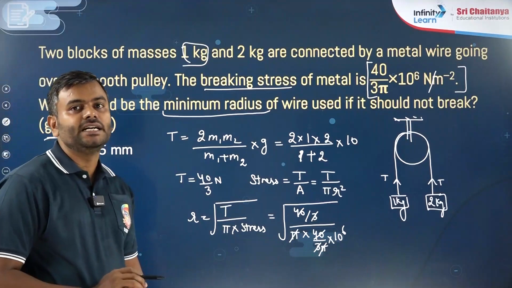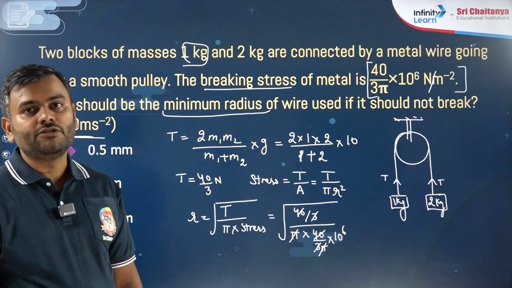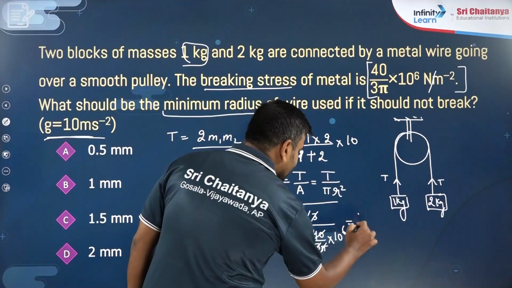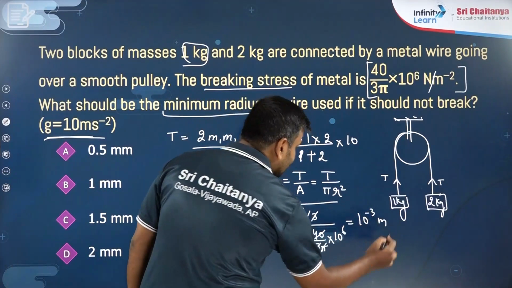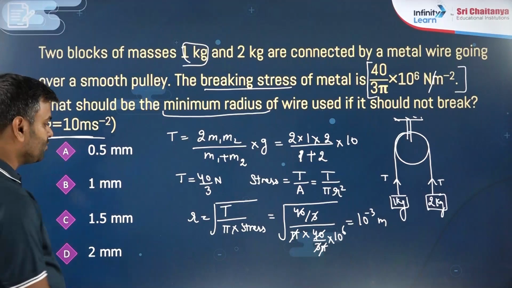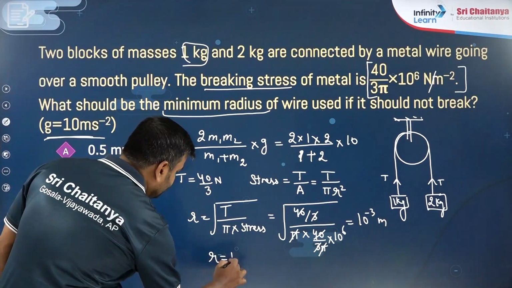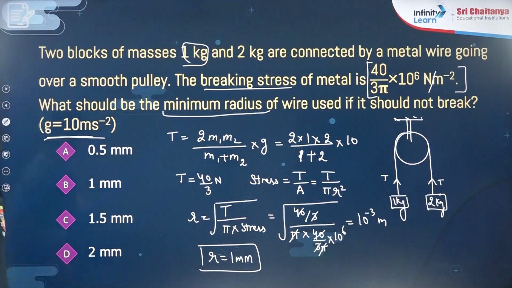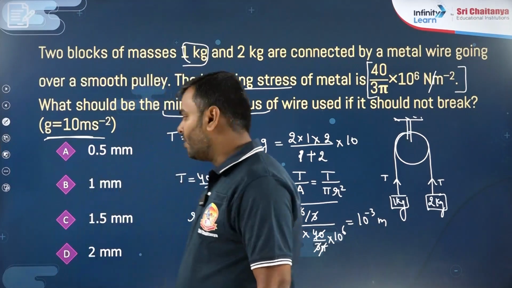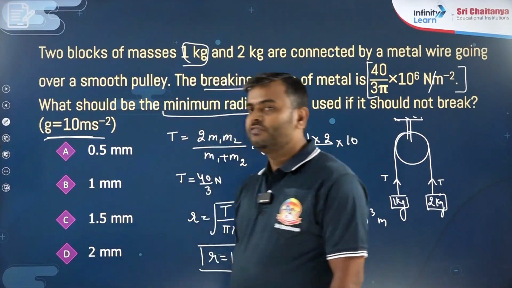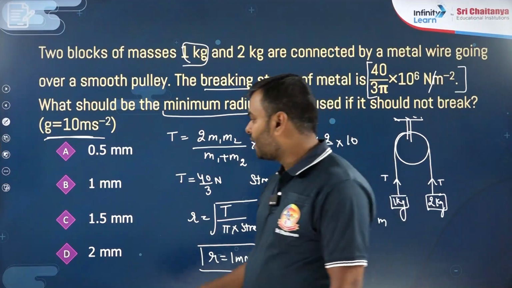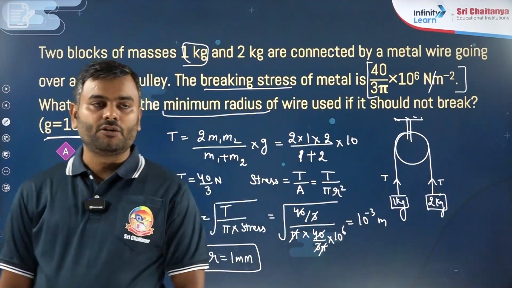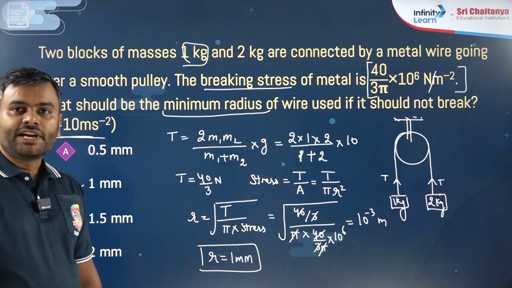And since it is under root, the final value we will get is 10 to the power minus 3 meter, and 10 to the power minus 3 meter can be taken as 1 mm. R value we are getting is 1 mm. So this is the answer we have. So the radius value we are getting is 1 mm. So you can see that out of these 4 options, the B option is the correct option. Okay. So let's move to the next question now.